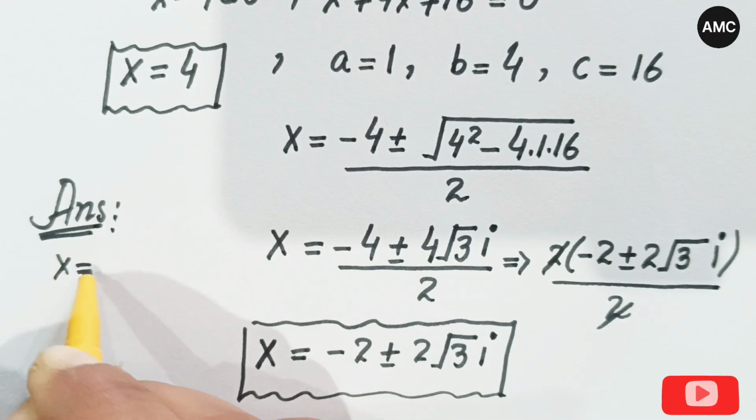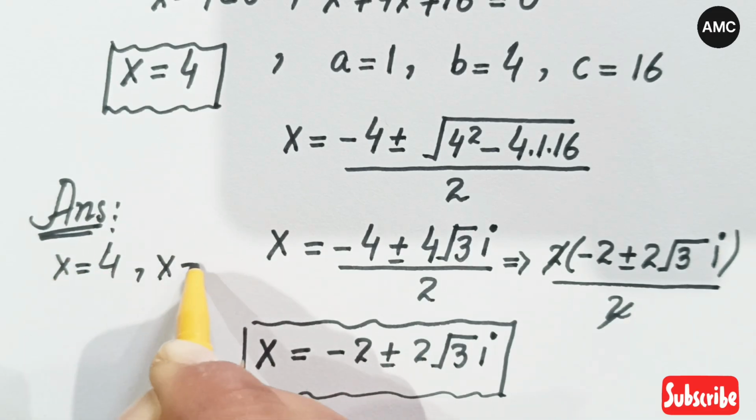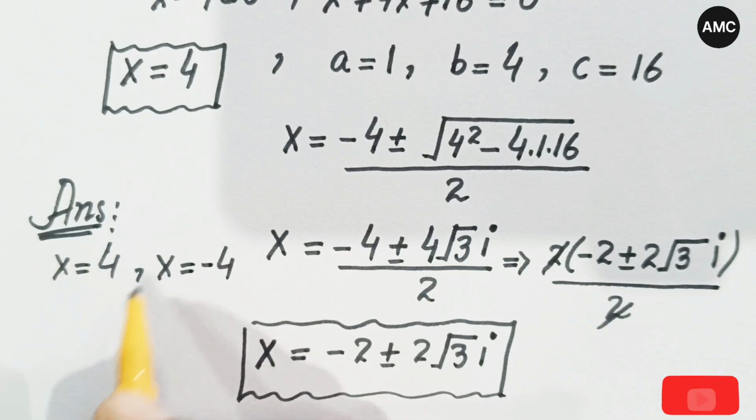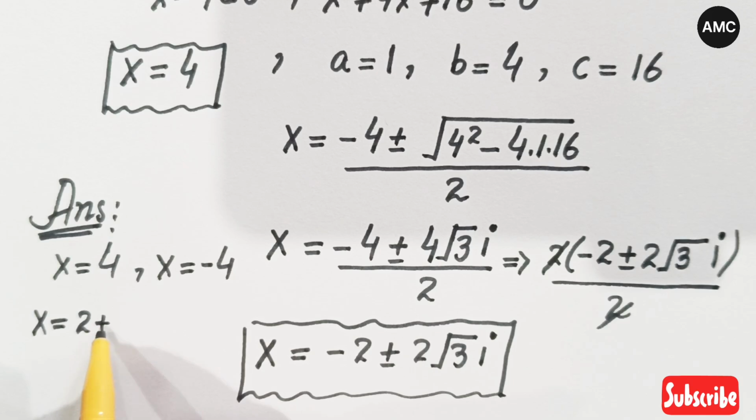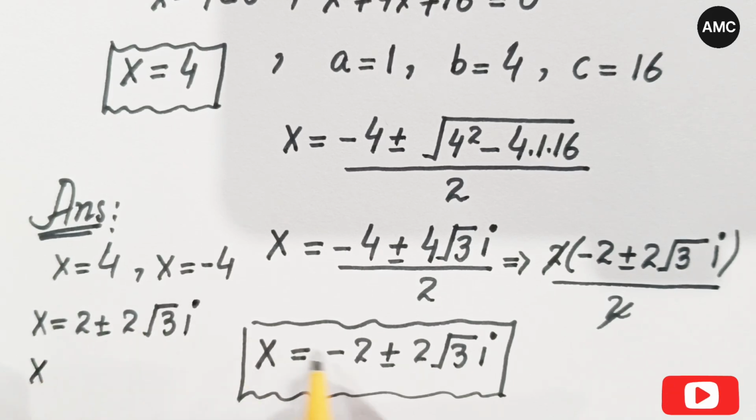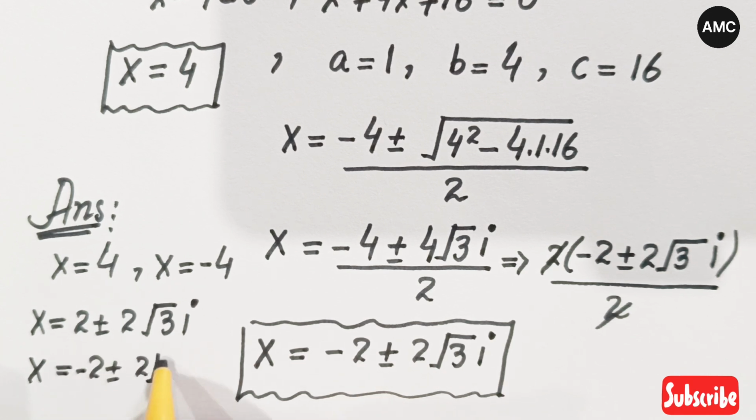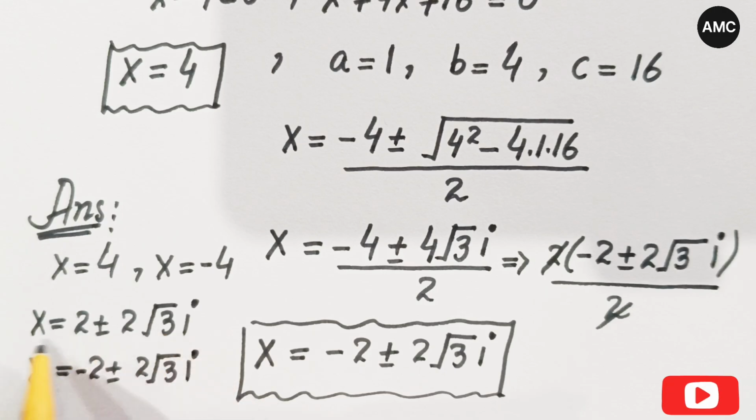Now we have the final values, that our final answer is x is equal to 4 and x is equal to minus 4. These two are real solutions, and similarly x is equal to 2 plus minus 2 times square root of 3 i, and x is equal to minus 2 plus minus 2 times square root of 3 i. So these two values are complex values and these two are real values. So here we have 2 and 2 and 2, that is 6 possible solutions of x.